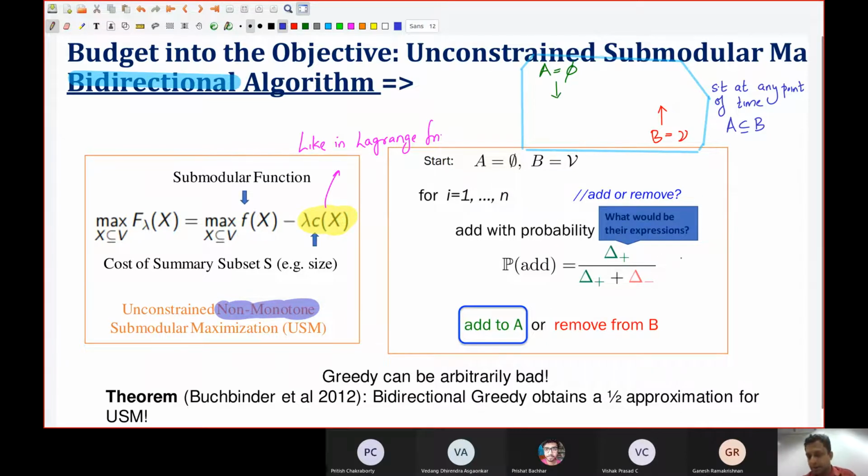So the probability of adding to A, and likewise the probability of removing from B is 1 minus that. So what is that probability? Delta plus divided by delta plus plus delta minus. I'm leaving a question for you: what do you think are the expressions for delta plus and delta minus? Guess the expressions.